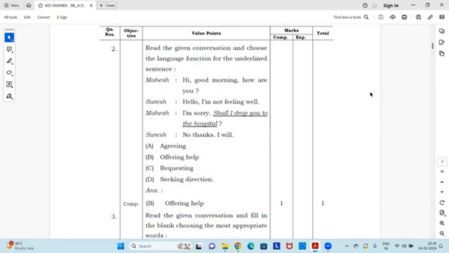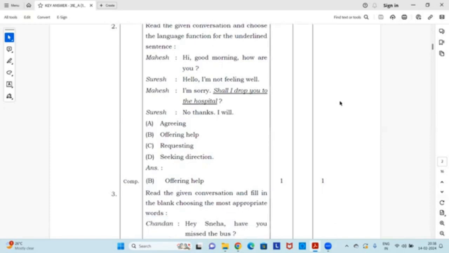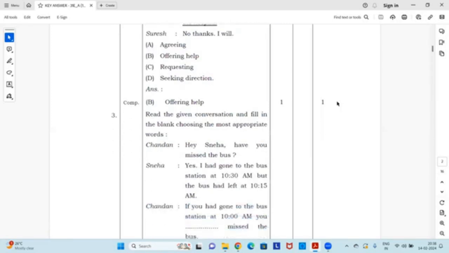So the underlined sentence, shall I drop you to the hospital, is under what language function? The options are agreeing, offering help, requesting, or seeking direction. So the right answer is option B, offering help. He wants to offer help. He asks, shall I drop you to the hospital? That means he's offering help to him. So option B will be the right answer. Moving to the next, question 3.